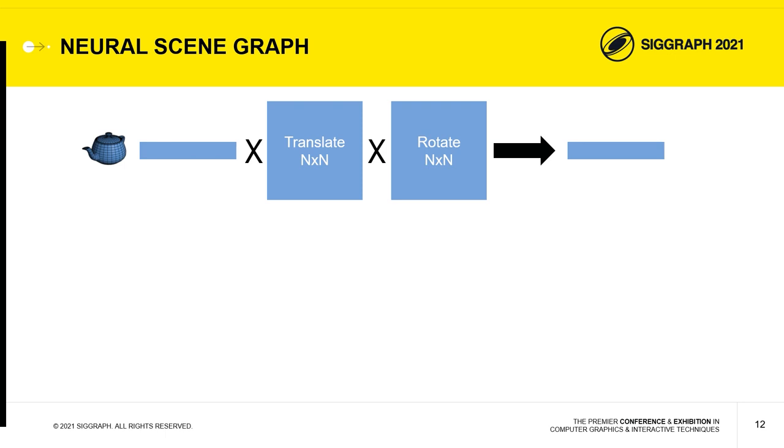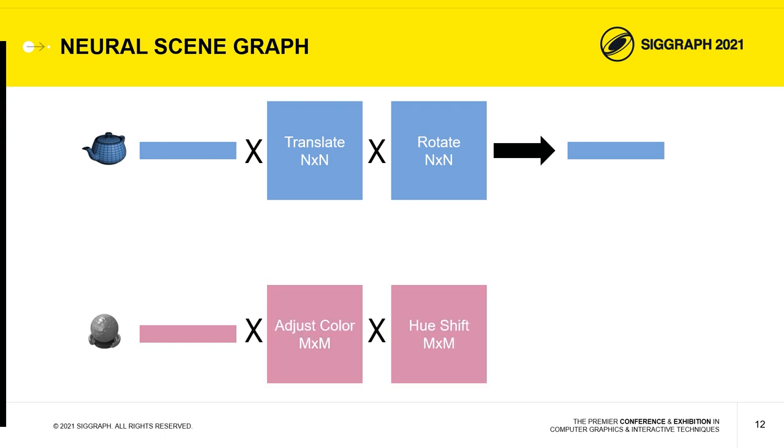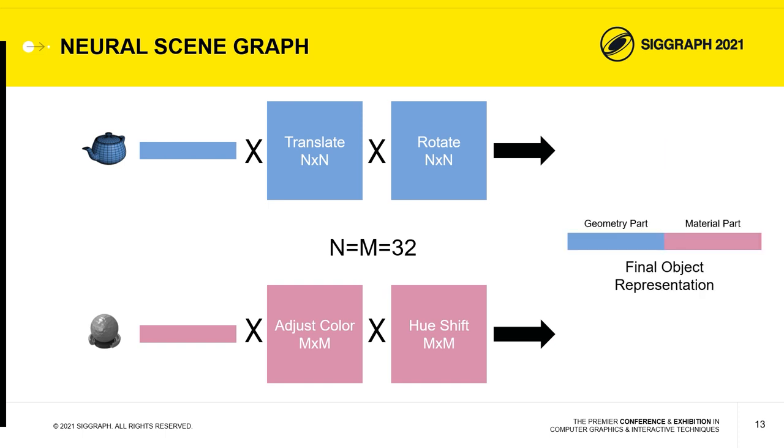Similarly, materials are also represented by learnable vectors, and we can also modify these with other high-dimensional linear transformations to, for example, first change the color and then shift its hue. In all our results shown, we have set m and n to 32. Then to assign a material to a geometric primitive, we concatenate the two representations together, and this result is then given to our neural renderer.